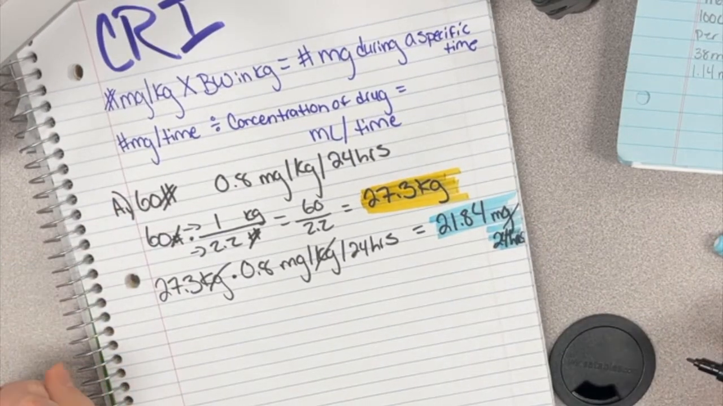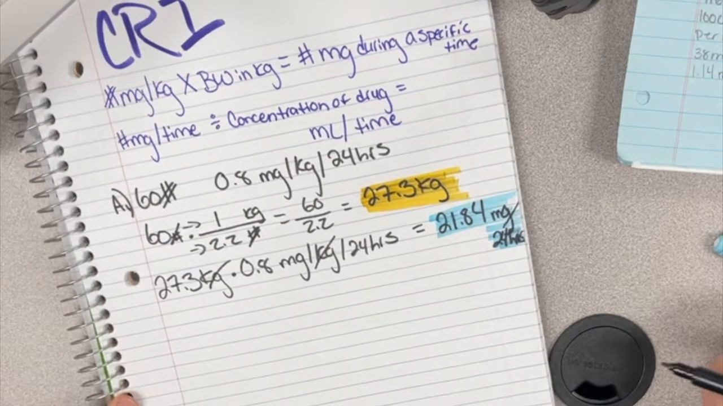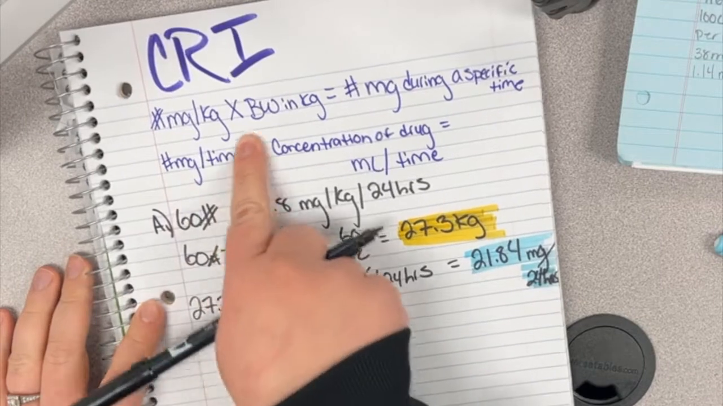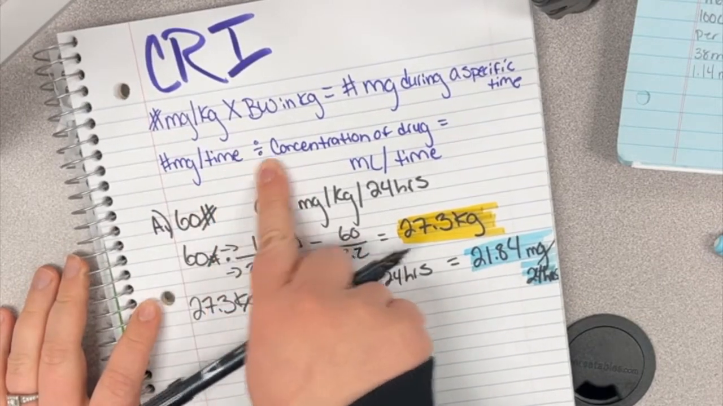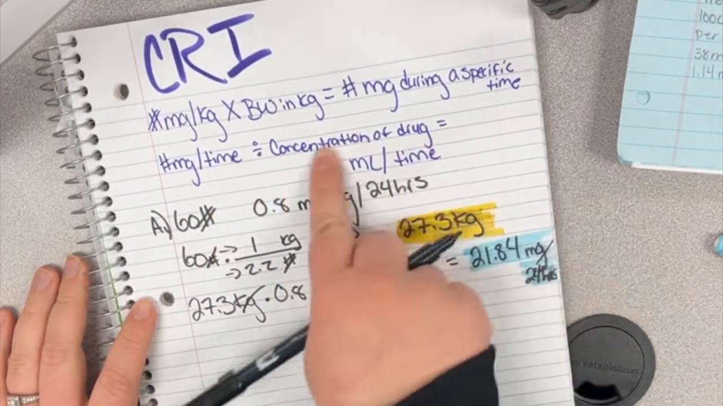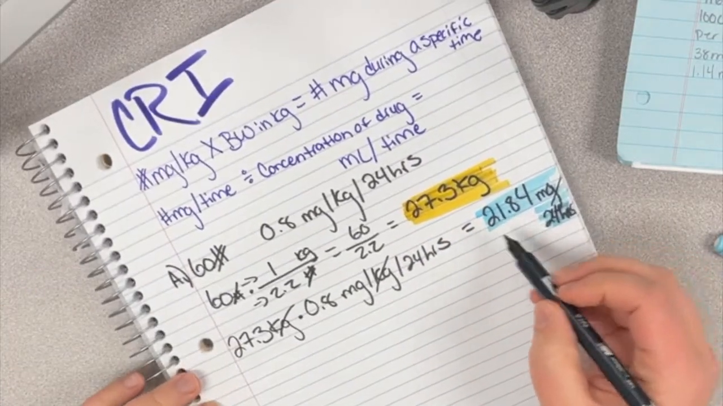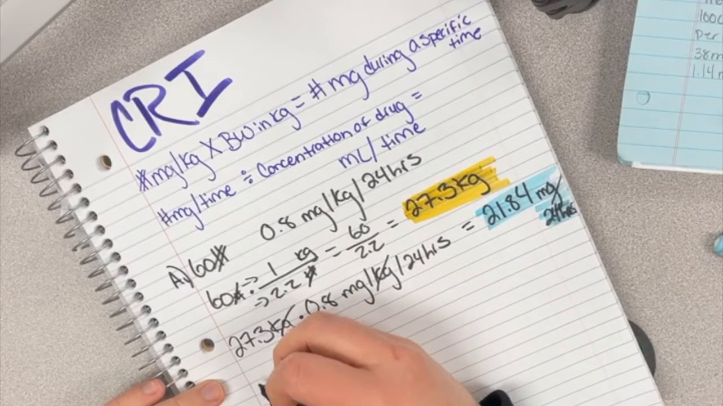B says how many mLs would that be in that same 24-hour time period? In order to calculate mLs, we can see up here in our formula, it's our milligrams per period of time divided by the concentration of the drug, and that gives us our mLs for that period of time. So all we have to do is take this information that we just calculated.